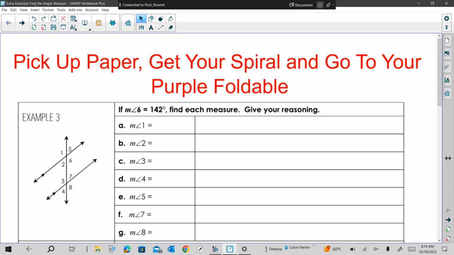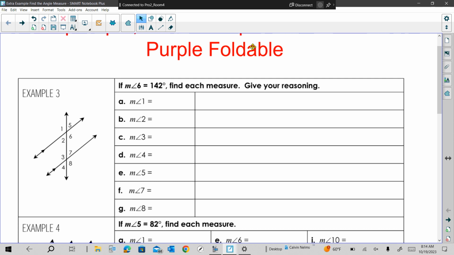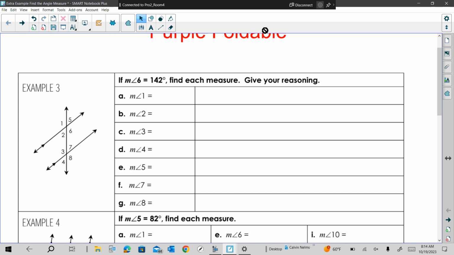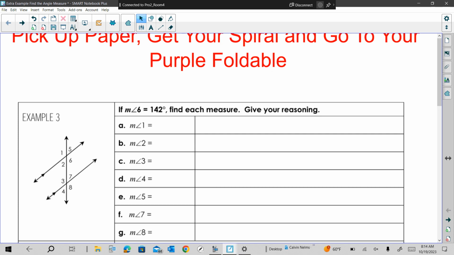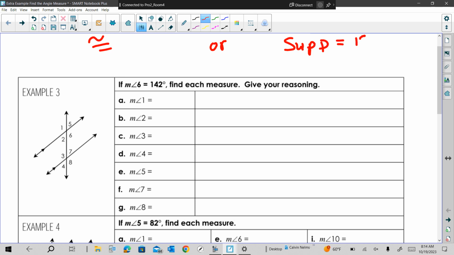Now, I'm going to slide this down. Let me just make a note of your types of angles when using parallel lines. You have two choices. They can either be congruent or they can be supplementary. Supplementary, we know, has the sum equal to 180. All right?